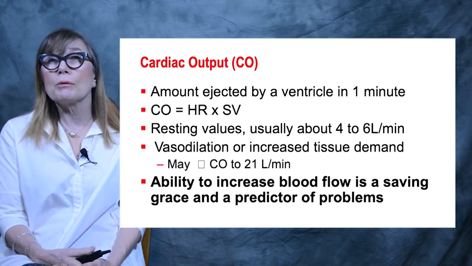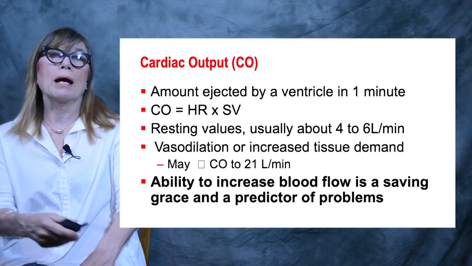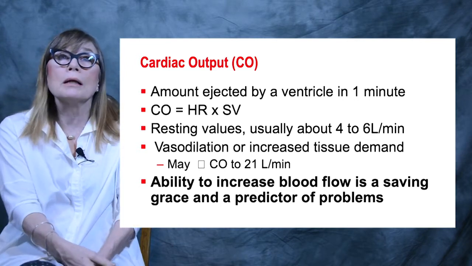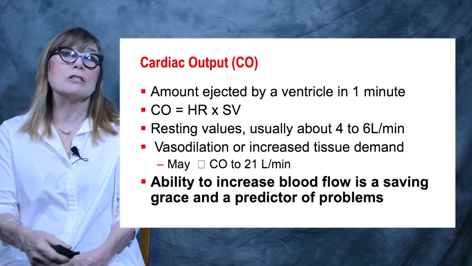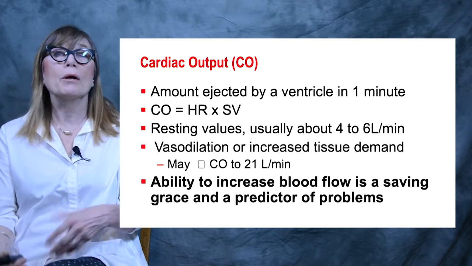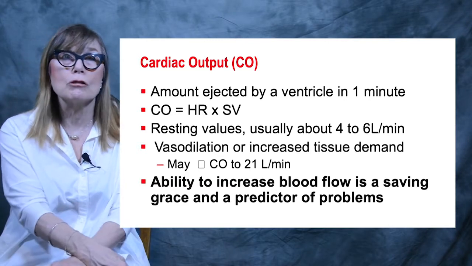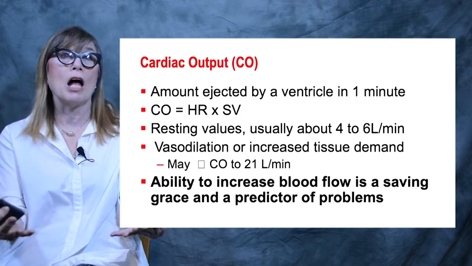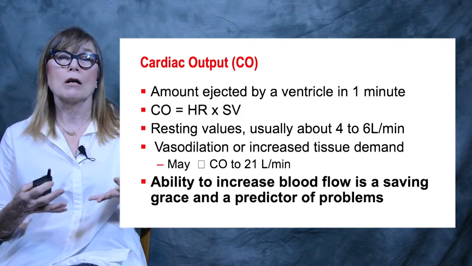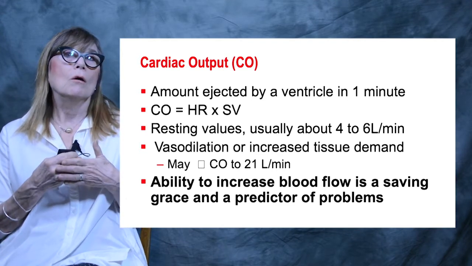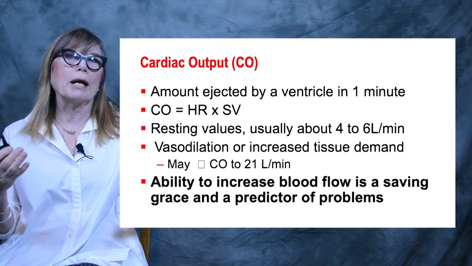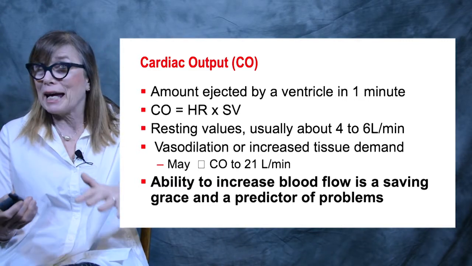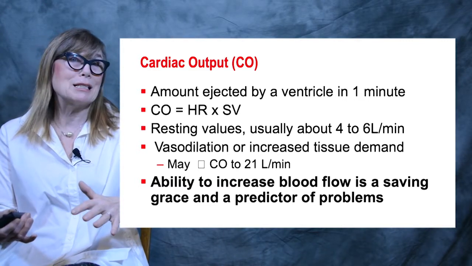So vasodilation or increased tissue demand may actually result in a cardiac output that goes up to 21 liters per minute. You'll see patients in the liver unit at Emory with a cardiac output of 21 liters per minute because they're so hyperdynamic and they have so much volume and they have an effective heart. But for the most of us, we typically do not see cardiac output greater than about 12, and patients can't survive a cardiac output that's less than 2.